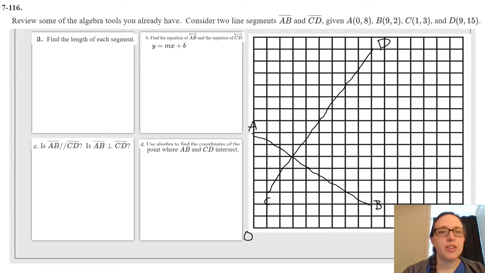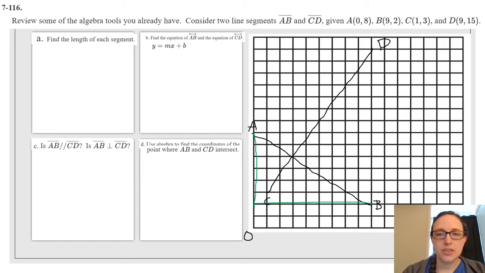And first we're going to find the length of each segment. I'm not going to find both of them. I'm just going to show an example of finding the length of one of those segments. So we'll do AB. All right, so in order to find that length, I want to make it look like a right triangle. So I'm going to make a slope triangle right there. You can see that. And so I'm going to count the height and the base of that triangle.